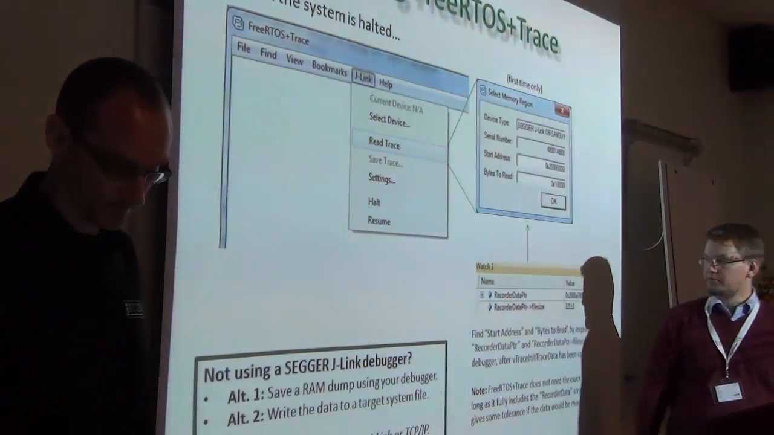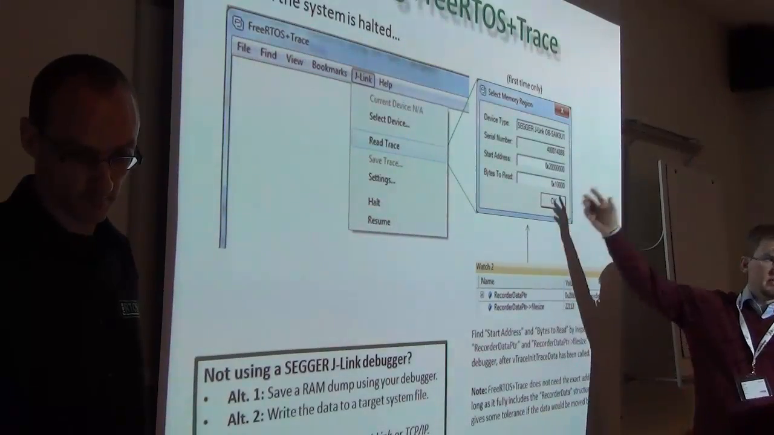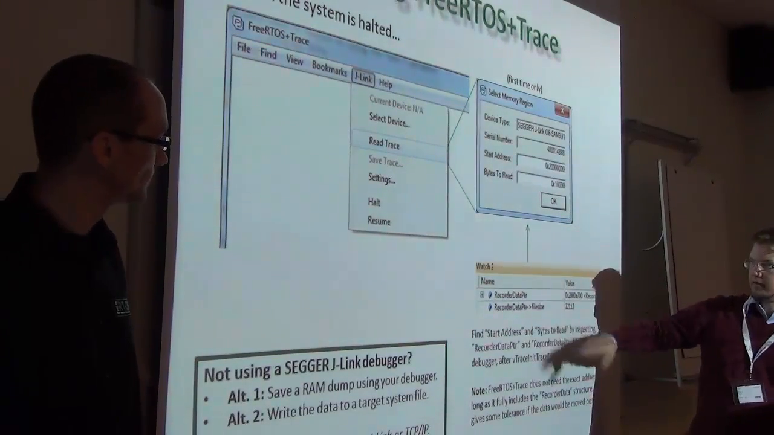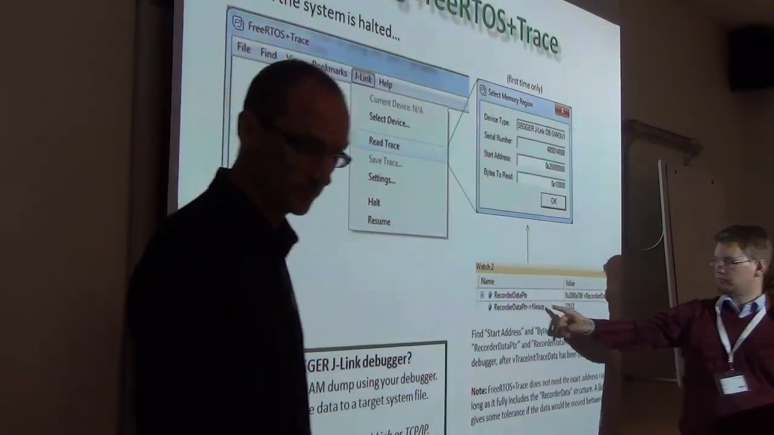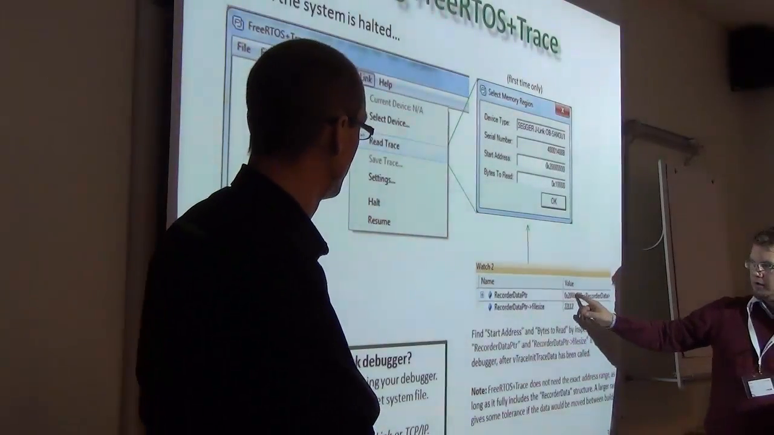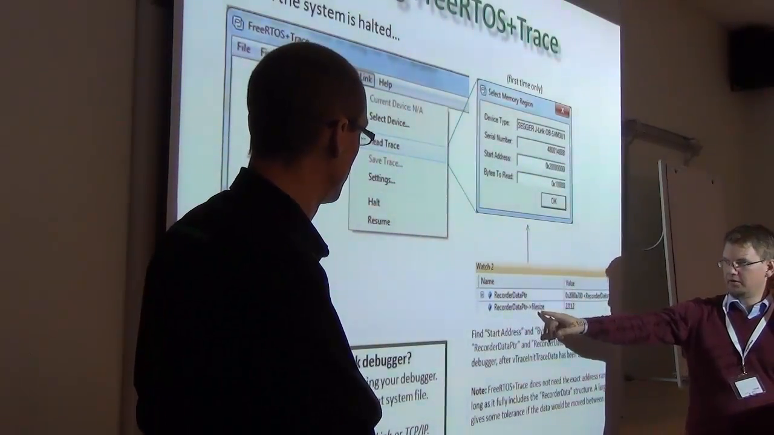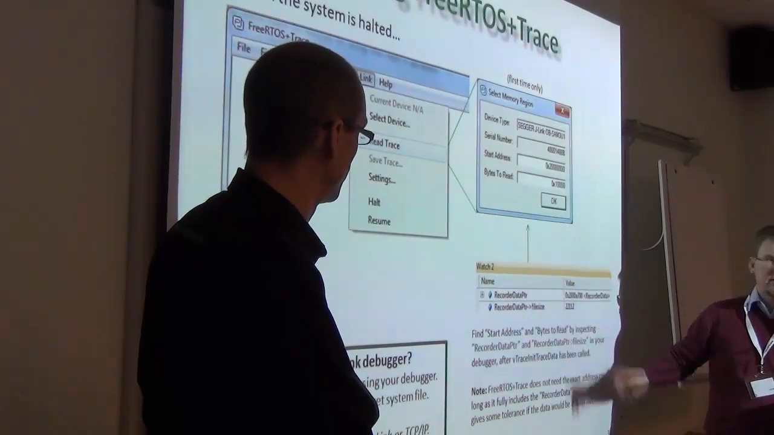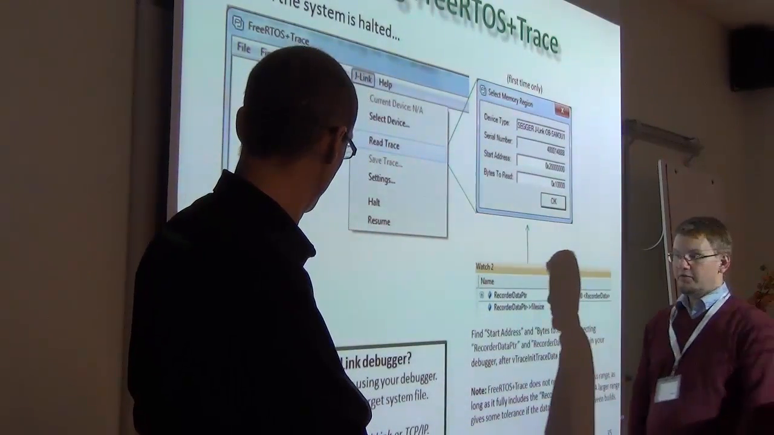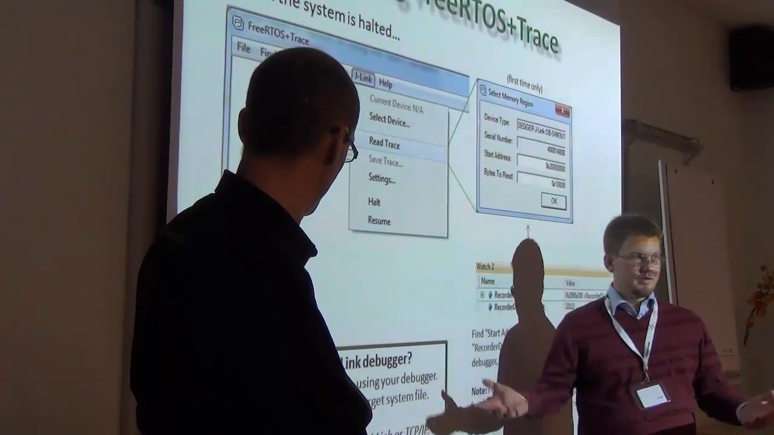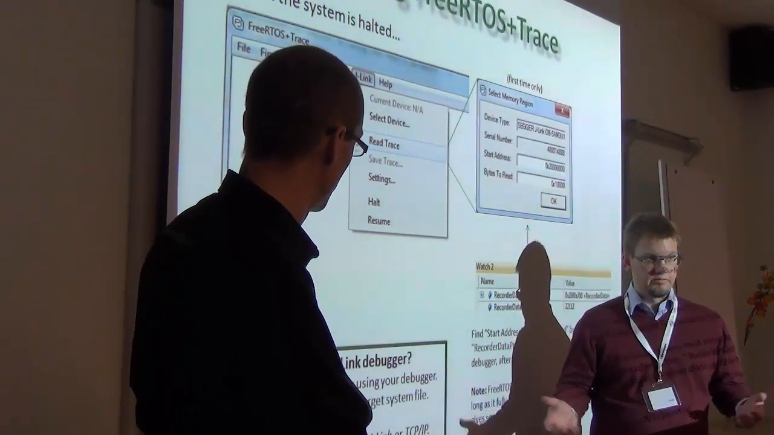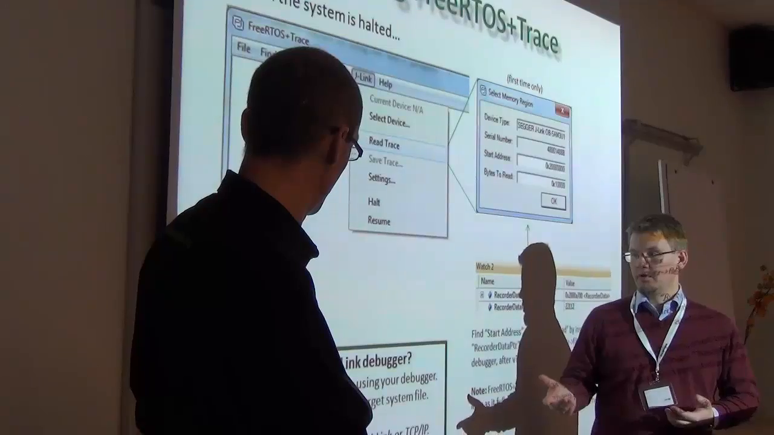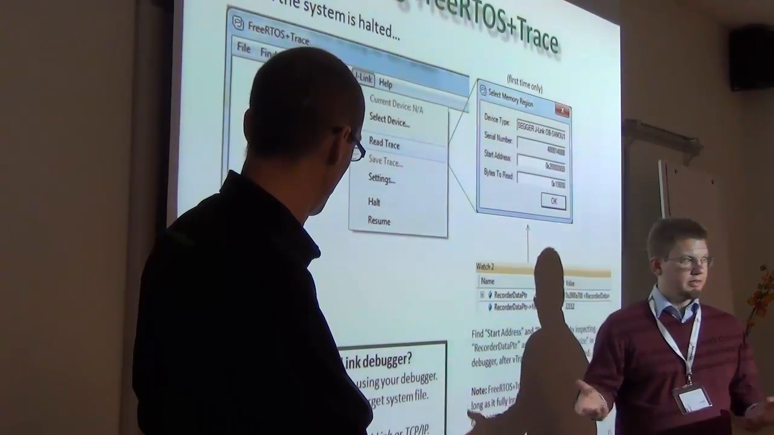If you want to optimize this, you can have a look in the debugger and check these symbols. Here you get the address, and if you check this symbol, you get the size of the data. And if you don't have a J-Link debugger, you can use a RAM dump from just about any debugger, and just open this RAM dump file in the tool.